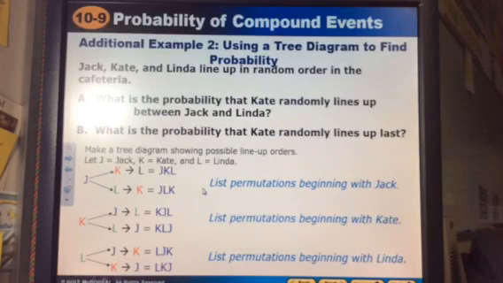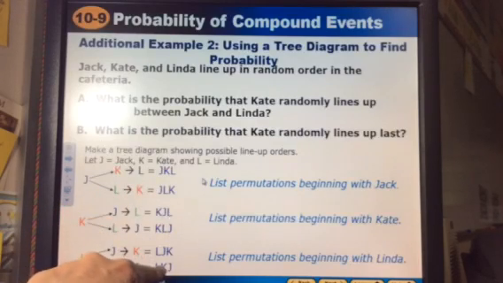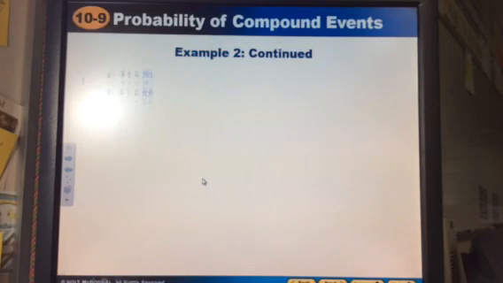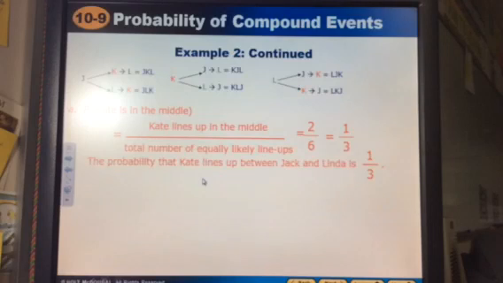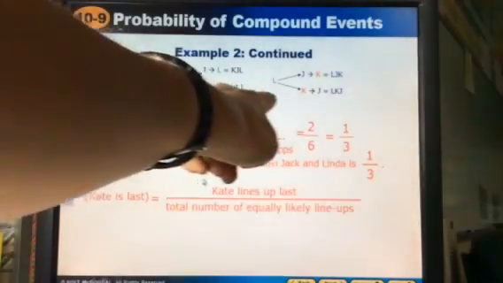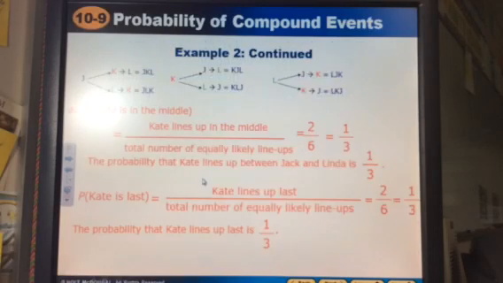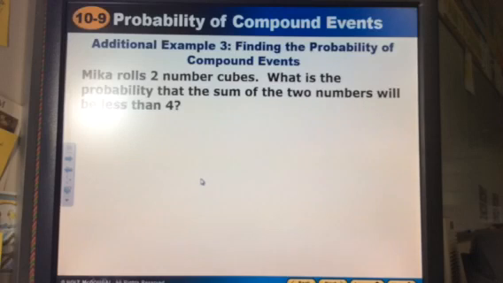So then it says, what's the probability that Kate randomly lines up between Jack and Linda? You can see here's Kate between Jack and Linda, and here's Kate between Jack and Linda. So that would be 2 out of 6, which reduces to 1/3. And then the second one, the probability that Kate lines up last. Kate is last here and here. So that's 2 out of 6, which is also 1/3. Sorry about that. And then the last problem.